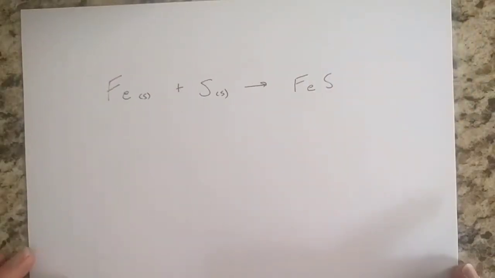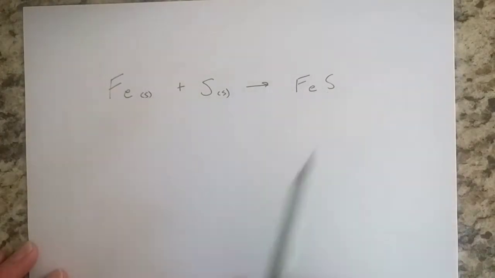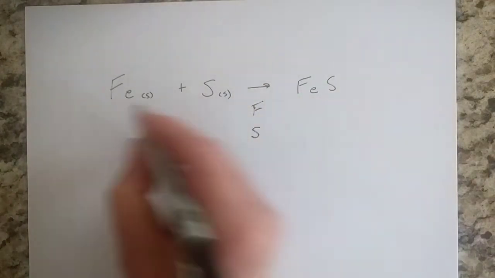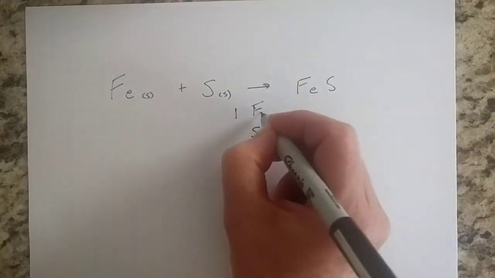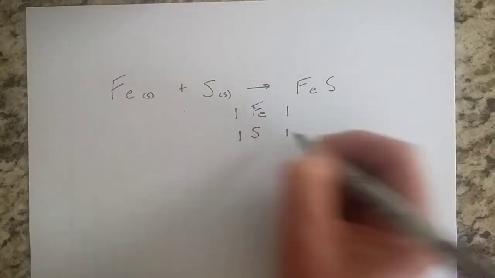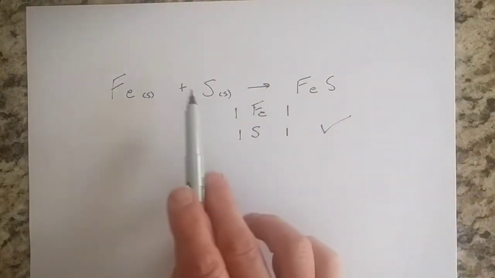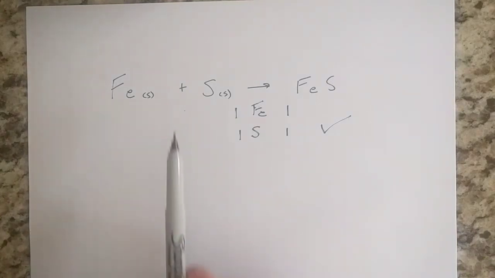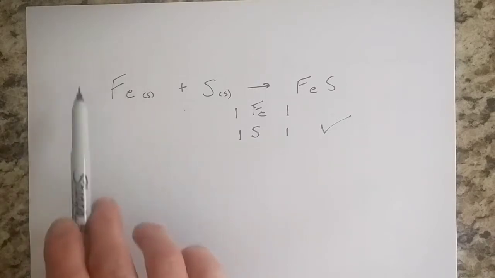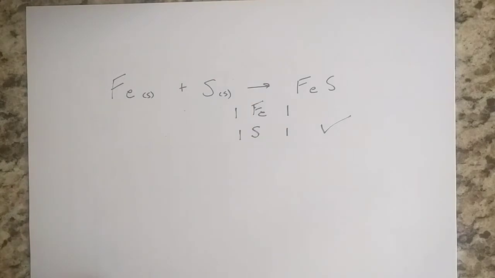Okay, our next example: we have iron and sulfur making iron sulfide. This one is going to be pretty easy. We have one iron, one Fe, and one sulfur. And on the right, we have one iron and one sulfur. We are balanced. That equation has all 1s for its coefficients. Usually when the coefficient is a 1, we do not actually write the number 1. It is understood that you have one of those particles. So that equation is balanced.